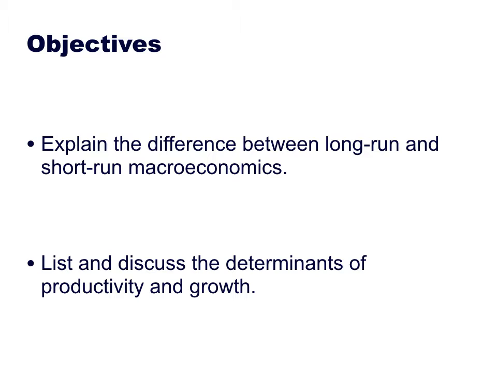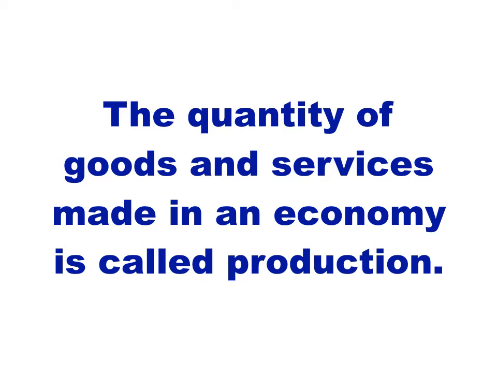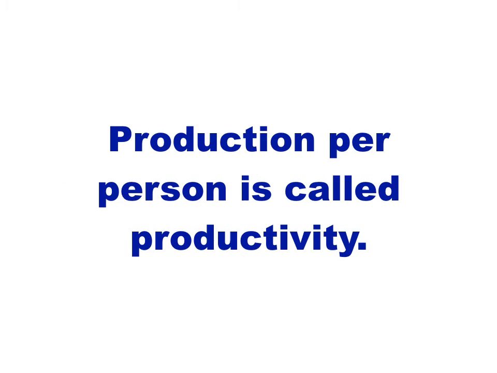In this lecture, we're going to talk about the difference between the long run and the short run, and then we're going to talk about the determinants of productivity and growth. Production is the total amount of goods and services that we produce in the economy. Production per person is productivity. So a good formula to write down is that production is equal to population multiplied by productivity.